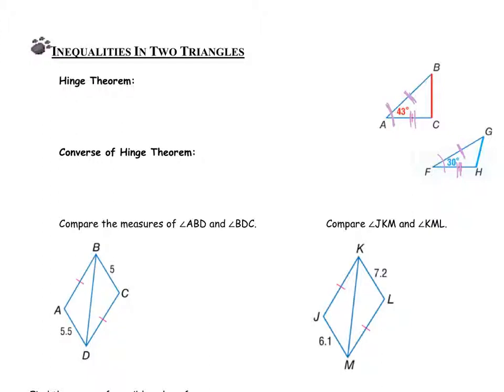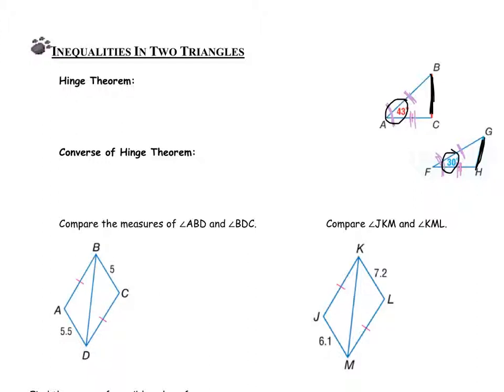If angle A is larger than angle F, then even though we don't know the length of BC, we know that BC is going to be longer than GH because this angle is greater than this angle.